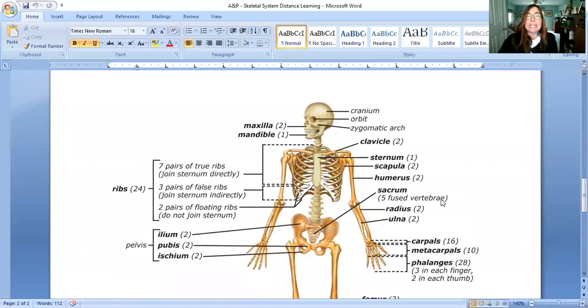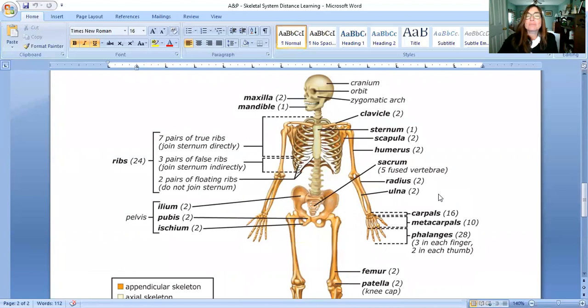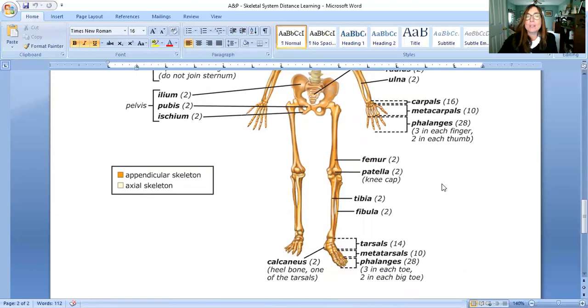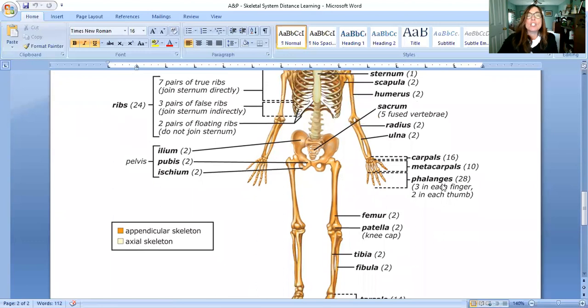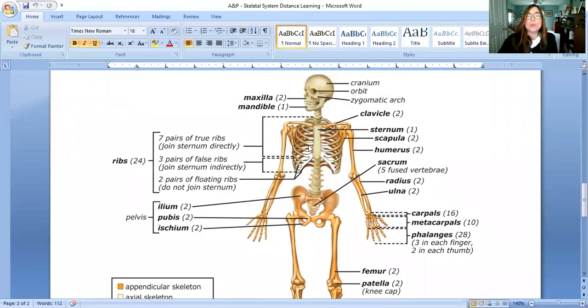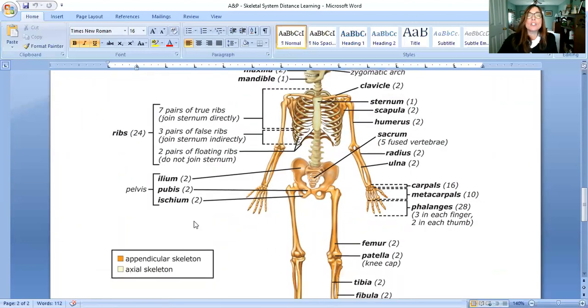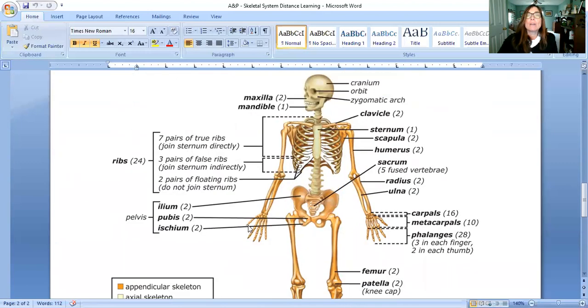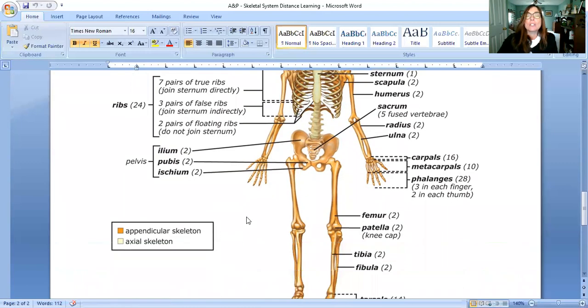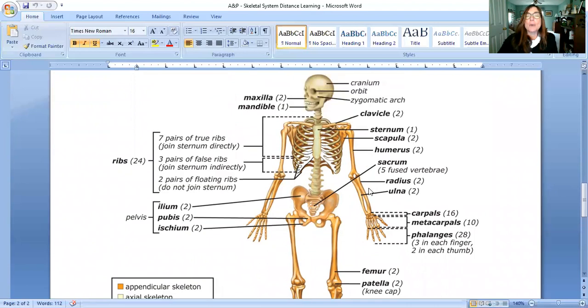And then you see the different names for the bones that are part of your axial and your appendicular skeletons. In this picture, your axial skeleton is shown in white, and your appendicular skeleton is shown in yellow.